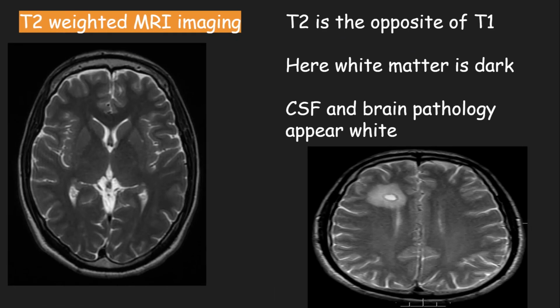Now, moving on to the T2 weighted MRI imaging. This is the complete opposite of T1. So if you know T1, you can work out the colors of T2, and then eventually with enough practice you will decode it with your spinal cord.